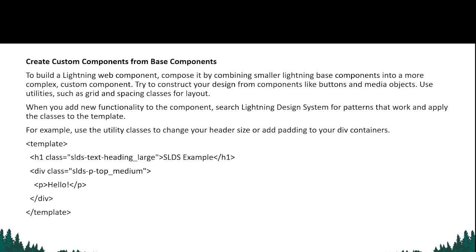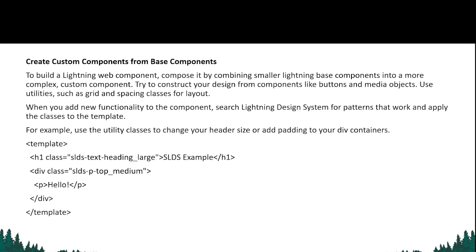Then I have to create a custom component from the different base components. So when I have to build a lightning web component, I compose it by combining smaller lightning base components, and then I form a complex custom component. How can we construct a design from the components? Like I can include buttons, I can include drag and drop box, I can include certain media objects, I can include arrows, I can even include the text box, the labels. Everything can be created with the help of these custom components.